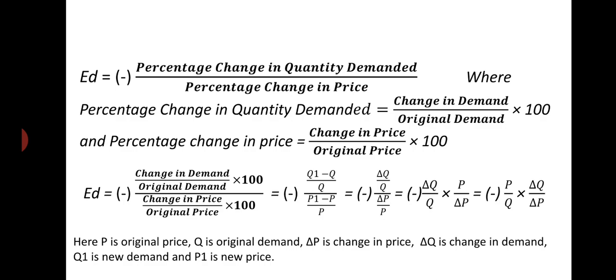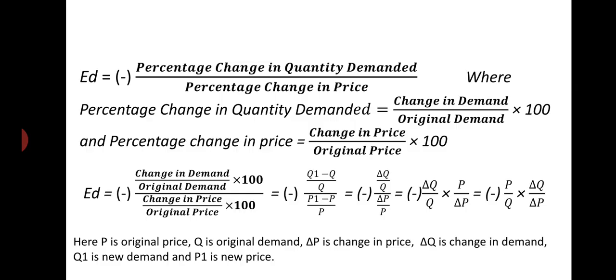If we do not give this minus sign here, then in our result we will get a minus sign. But automatically the minus sign is always ignored, right? But if you give this minus sign here, then the result will have a plus sign. Okay. So it is calculated by taking the formula minus percentage change in quantity demanded by percentage change in price. So what is percentage change in quantity demanded? That is change in demand divided by original demand into 100. Similarly, what is percentage change in price? That is equal to change in price divided by original price into 100.